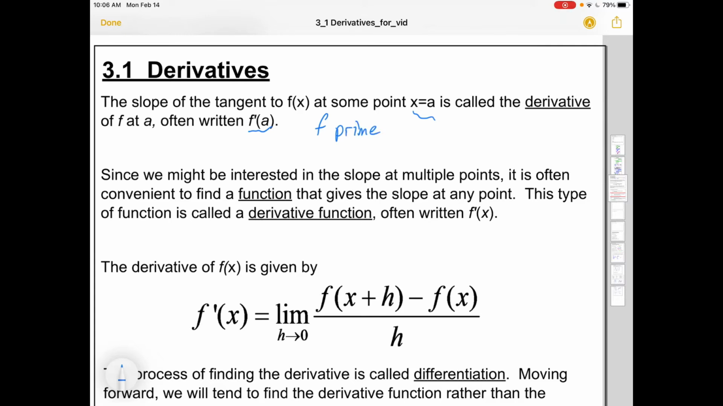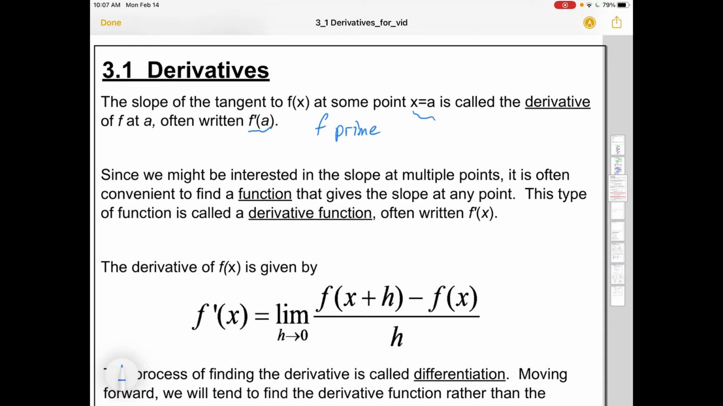It looks like an apostrophe. And that's one of the notations. Since we might be interested in the slope at multiple points, just like we were in the question that was given to us to start with, it's often convenient to find a function that gives the slope at any point. So instead of finding f prime exactly at the point a, we're going to find f prime anywhere, or the slope anywhere. This type of function is called a derivative function, often written f prime of x.